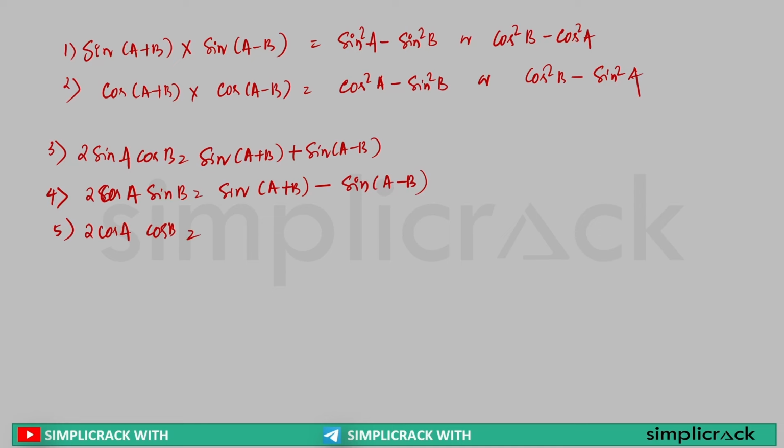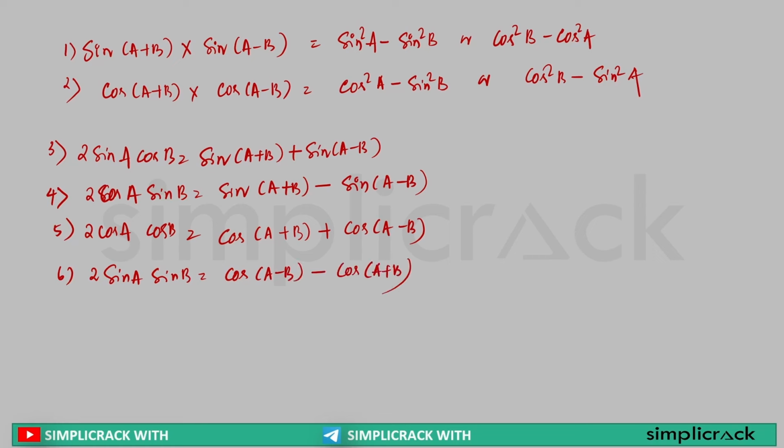This means cos(a plus b) plus cos(a minus b), or if it is written like this, 2 sine a into sine b, that means cos(a minus b) minus cos(a plus b). Remember these properties, these are really important for the upcoming questions.